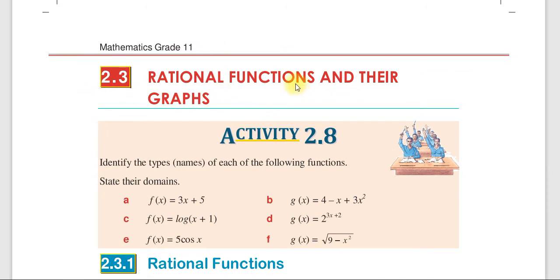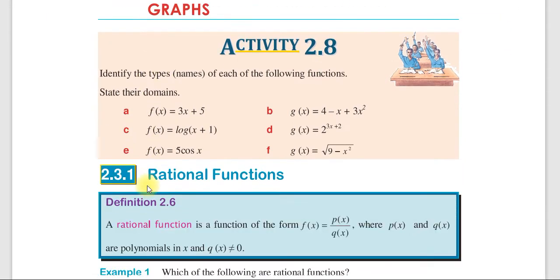So another topic under this section is rational function and their graph. Okay? This is in this unit: rational functions and their graph. So rational function and the graph is the last part of this unit. So what are rational functions and how to sketch the graph of rational functions, we will see.